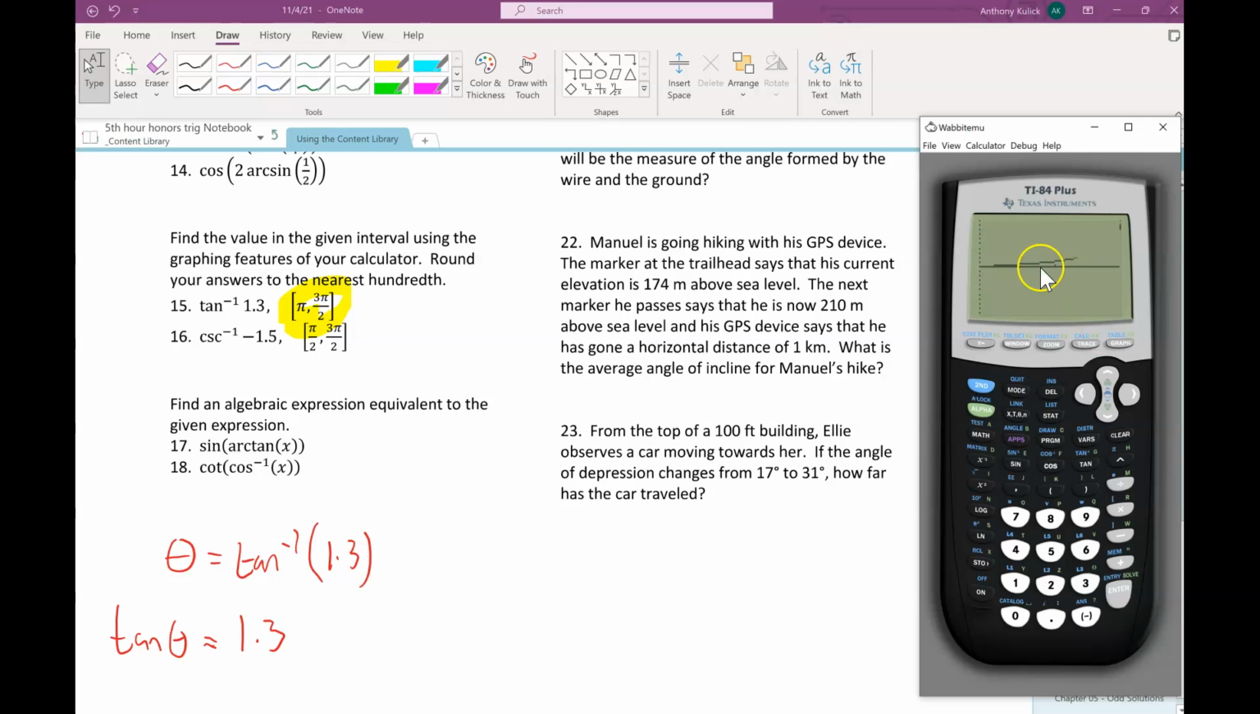So there's my graph of tangent. There's my graph of 1.3. So my solution is right here, this intersection. So I do second, trace, intersect, enter, enter, enter, and my answer should be like 4.06. Is that okay?